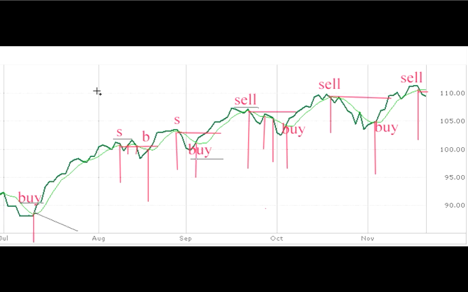In a downtrend, you sell short when the price goes under the 5 DMA, and you cover when it crosses back.